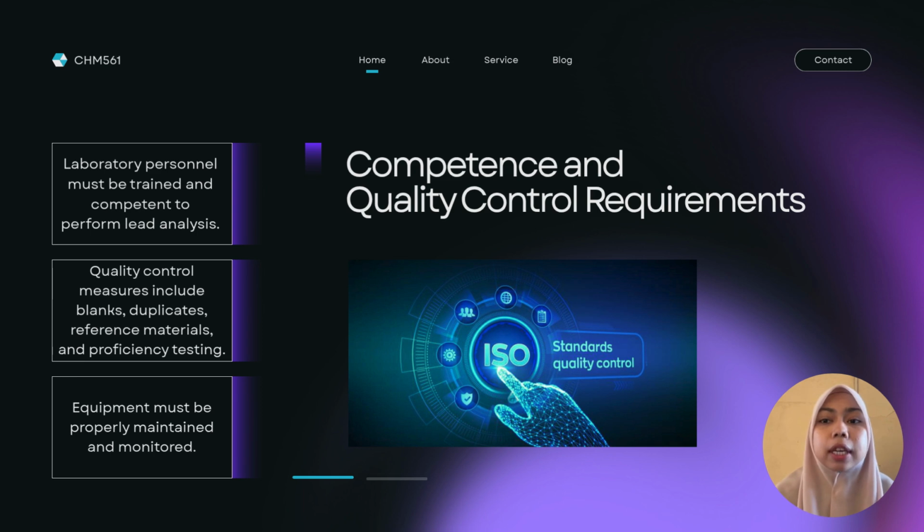Next is the competence and quality control requirements. ISO 17025 also requires laboratory personnel to be properly trained and competent in performing lead analysis. To maintain result quality, laboratories implement quality control procedures such as analyzing blank samples, duplicate samples, certified reference materials, and also participating in proficiency testing programs. In addition, laboratory equipment must be regularly maintained and monitored to ensure consistent performance.